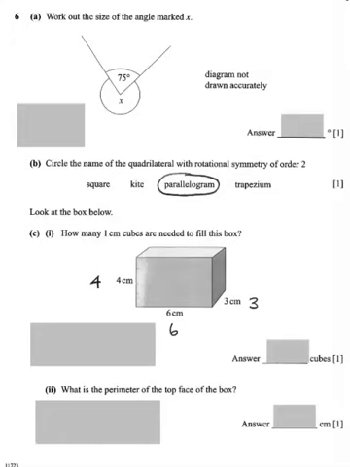So question 6 is an angle question here. It says work out the size of the angle marked X. Now, all the angles around a point add up to 360. So what we're doing is just taking the 360, take away 75, which is 285 degrees.